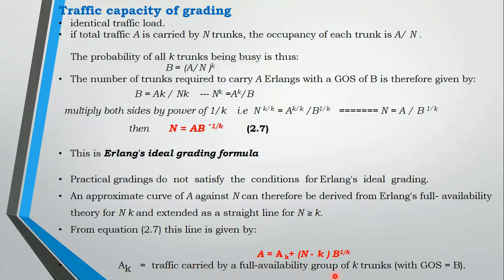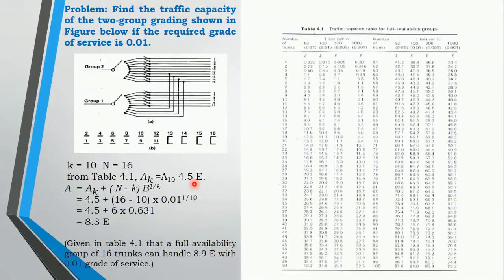Traffic carried by full availability group for a given grade of service. That means grade of service will be given and traffic at that network is given. You can calculate the total traffic. We'll take up one problem. Find the traffic capacity of a two group grading system for this figure for a grade of service of 0.01.